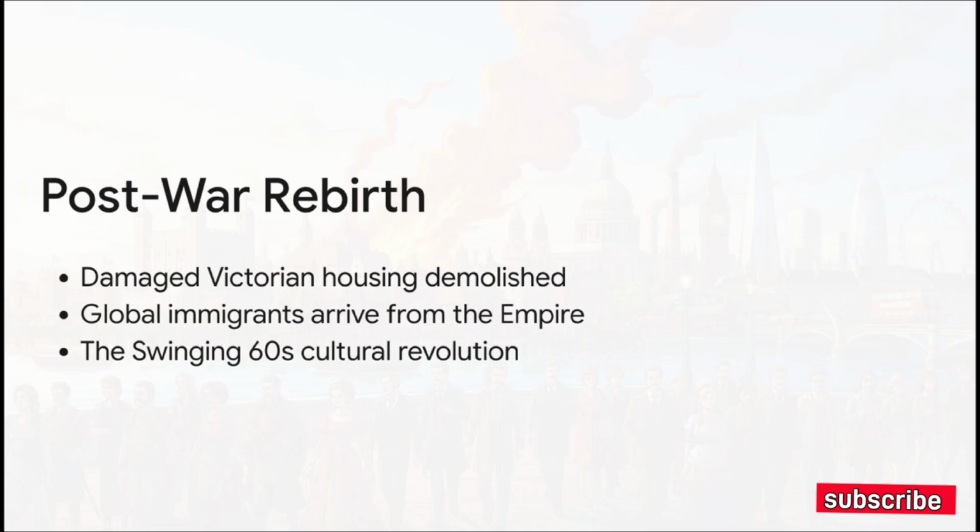The severely damaged, overcrowded Victorian slums were finally pulled down to make way for new developments. And crucially, massive waves of global immigrants arrived from across the Commonwealth, which completely revitalized the city's workforce and its culture. By the 1960s, this new dynamic energy birthed a global cultural revolution, the famous Swinging 60s, headlined by cultural icons like the Beatles and the Rolling Stones.